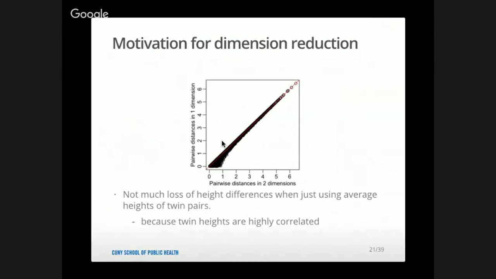But the important thing is that by doing a dimension reduction from 2 to 1, we really haven't lost very much in terms of pairwise distances, and this would allow us to plot these distances to look for, say, similar sets of twins based on their average height using one dimension instead of two, which isn't a big deal here, but when we have 22,000 dimensions, it is a big deal.